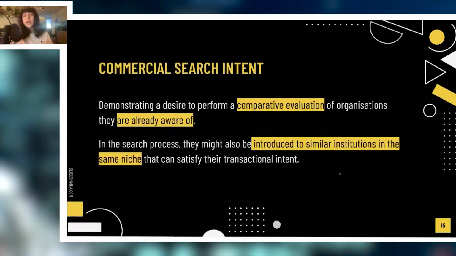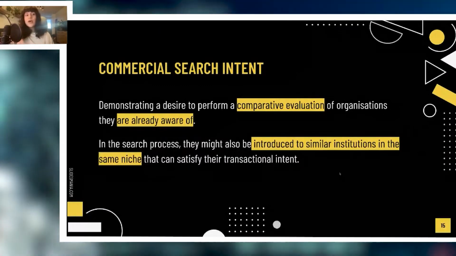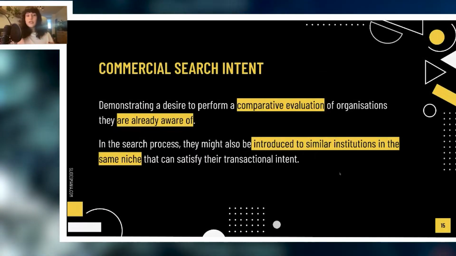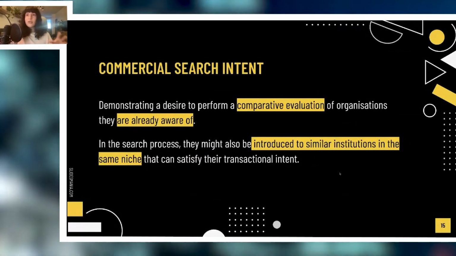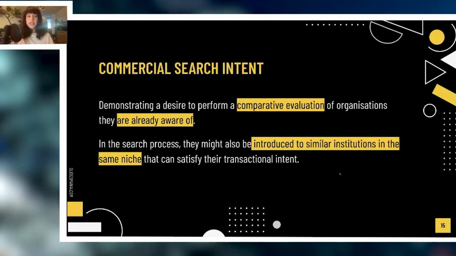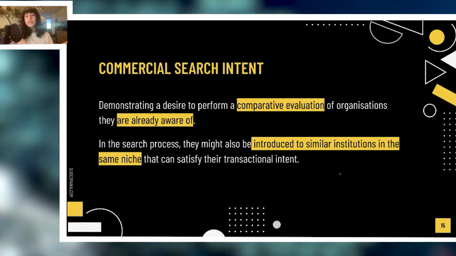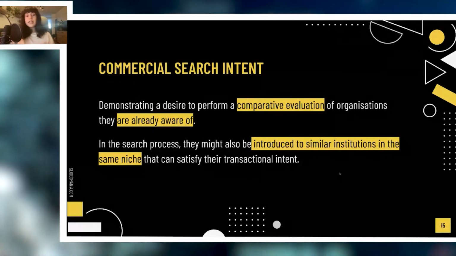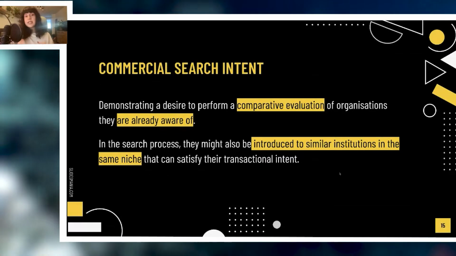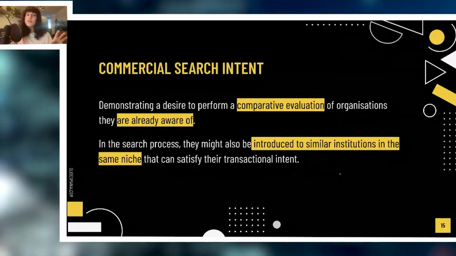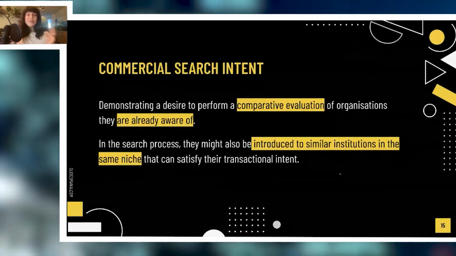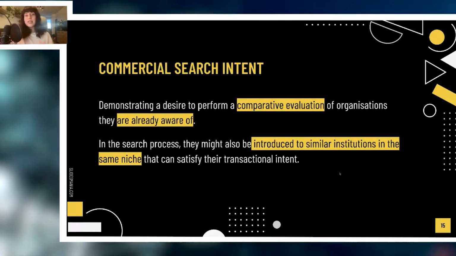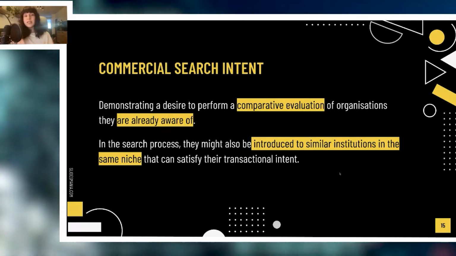The two that I'm talking about are, first, commercial search intent, which is a combination of all three intents. The user demonstrates a desire to perform a comparative evaluation of organizations that they're already brand aware of. And within this search process, they might also be introduced to other organizations in the same niche that can satisfy a transactional intent that they have. So here we have a little bit of informational intent, we have a little bit of transactional intent, but we also have navigational intent because they're already aware of the different players in the niche.